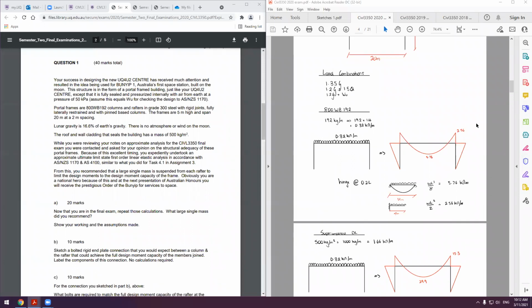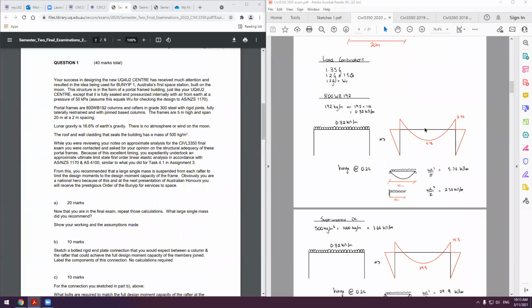One thing I will say is if you're under pressure, don't worry about trying to find the exact hinge location, just assume 0.2 L. That's what I did. It's essentially a waste of time trying to get the exact hinge location. You're going to be under time pressure. So that gives me my unfactored dead load for just this member.